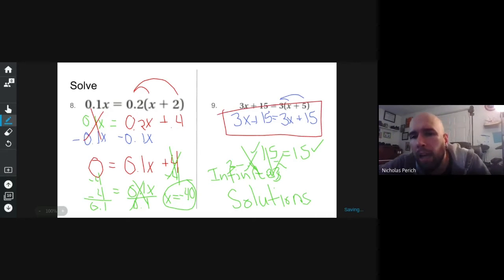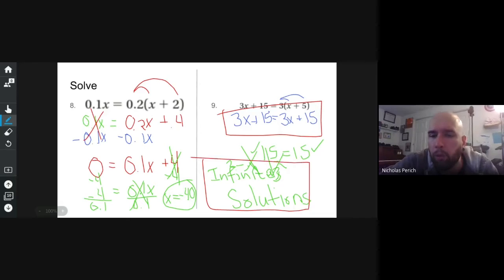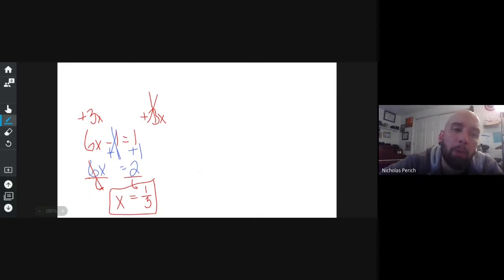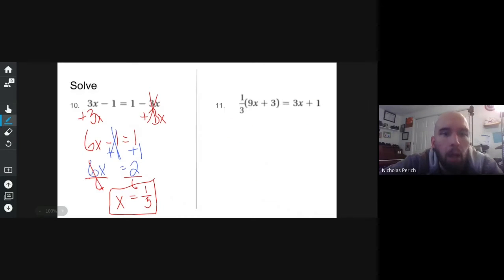The left side, 3x plus 15, equals 3x plus 15, and that's what let me say infinite solutions. If the left side is the exact same thing as the right side, then I have infinite solutions. Now I go to problem 10 here, and it looks like I almost have the same exact thing. I mean, I have a 3x and I have a 3x, but the 3x on the left is positive, and the negative 3x on the right is negative.